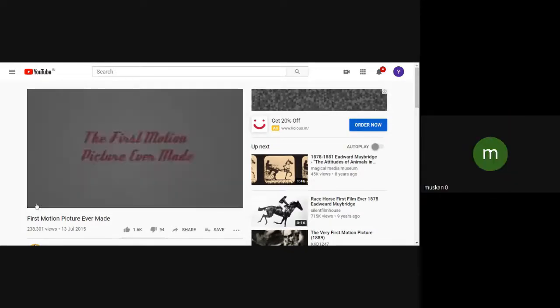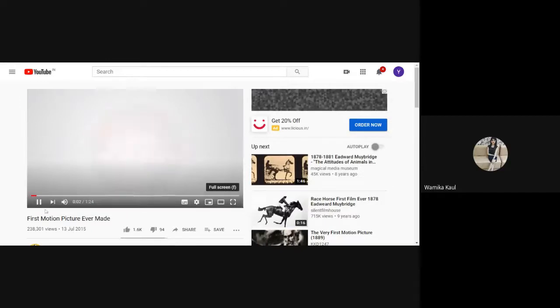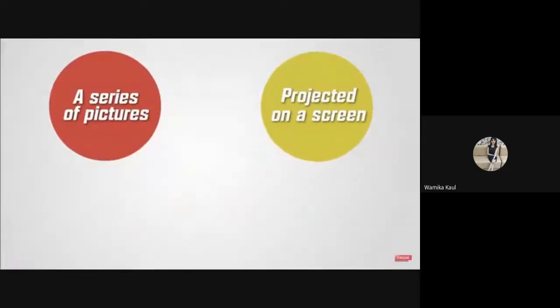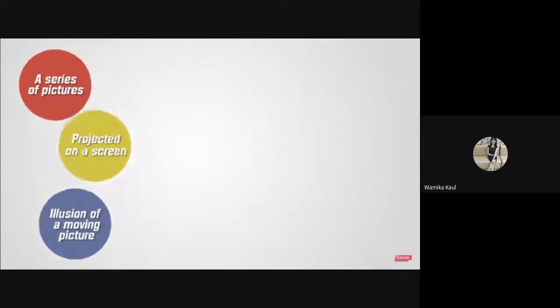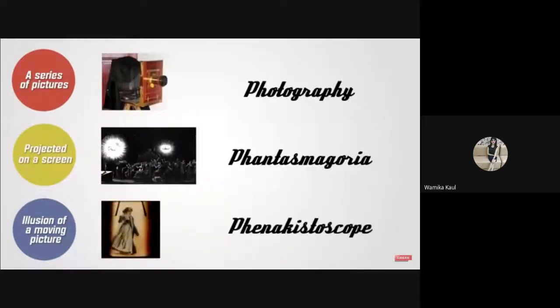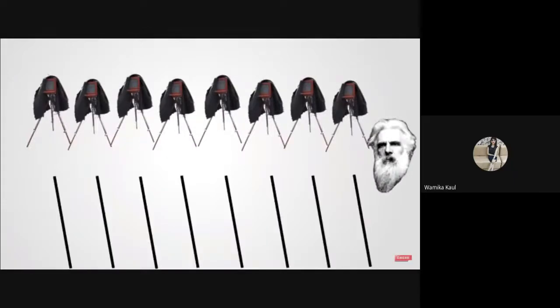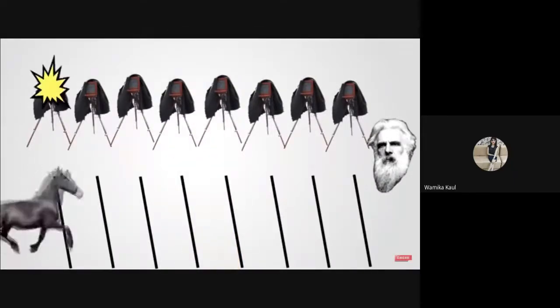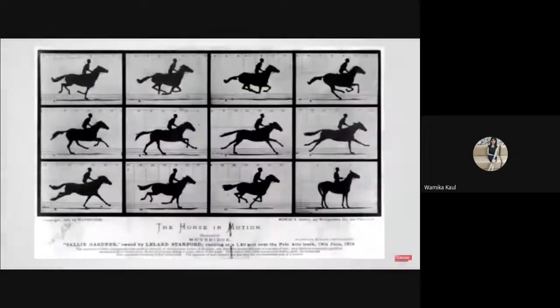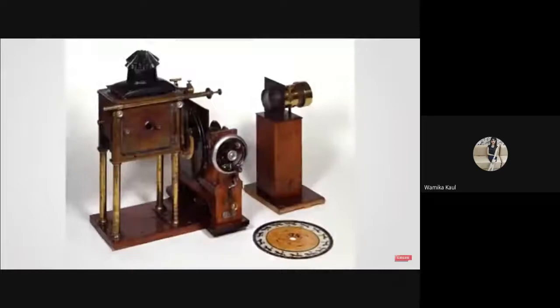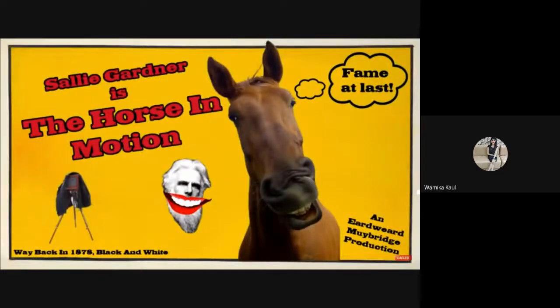By definition, a motion picture is a series of pictures projected onto a screen, creating the illusion of movement. By the 1800s, humans had discovered photography, projection, and motion. We just hadn't put them together. Then, a guy called Eadweard Muybridge changed everything. He set up 24 cameras linked to tripwires to take photographs of a horse galloping. He developed and later projected the images onto a screen using his invention, the zoopraxiscope. The result was 2 seconds of movie history. Here it is, the first motion picture ever made. Get your popcorn.